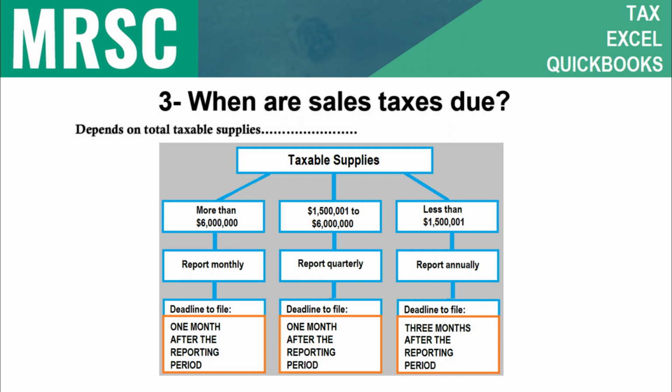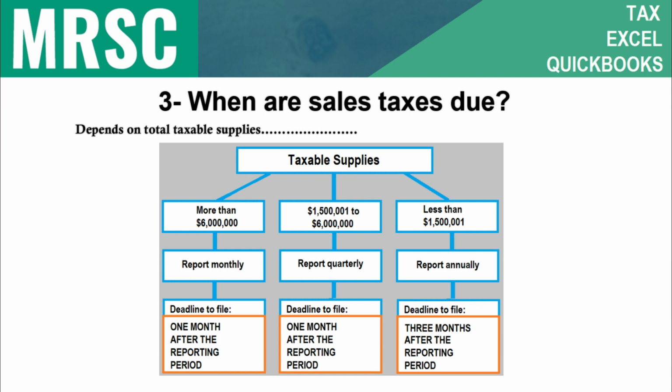A reporting period would always be on the last day of the month. So for instance, we're now in the month of April, so say the period ended on March 31st, well, their deadline will be April 30th, 1 month after March 31st.